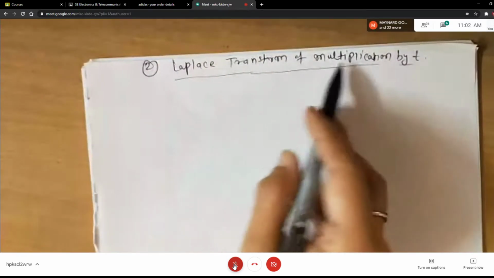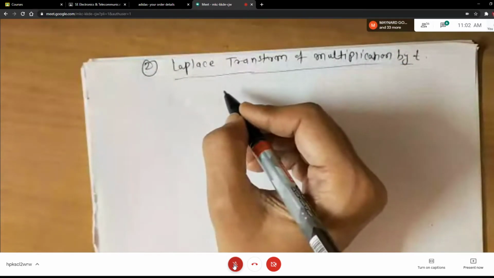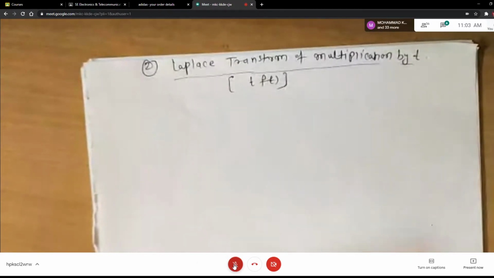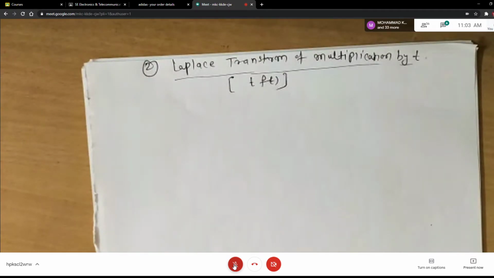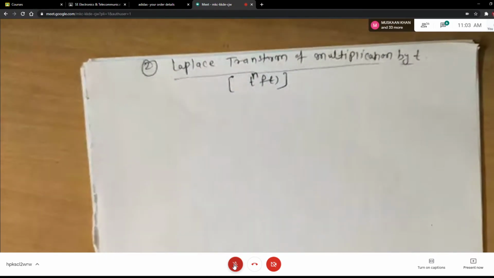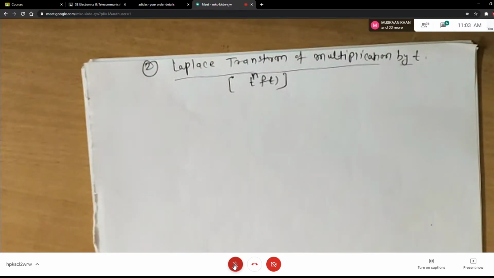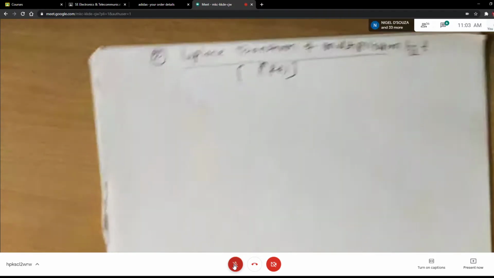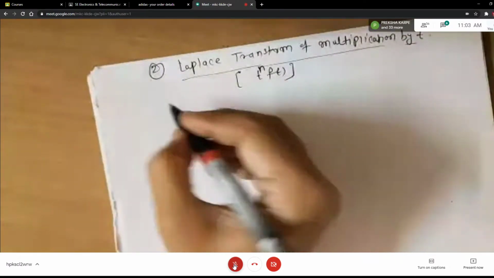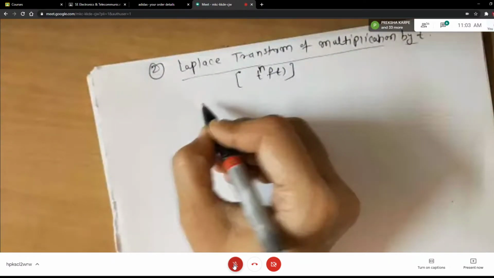So Laplace transform of multiplication by t means what? Of the function t into f of t. That is of the type t into f of t, or you can say t raised to n into f of t. Any power of t may be asked. It may be t into f of t, t square into f of t, t cube into f of t, etc. Okay. Now see what the formula says.